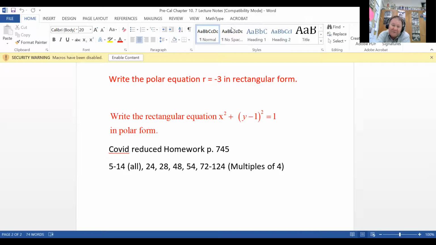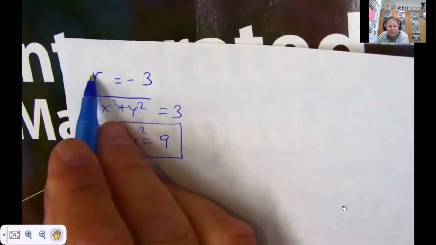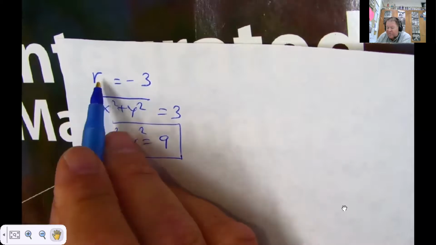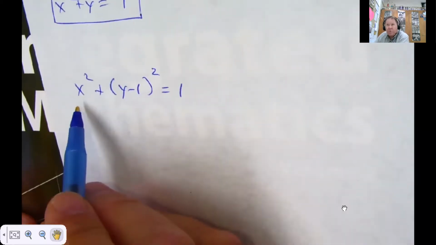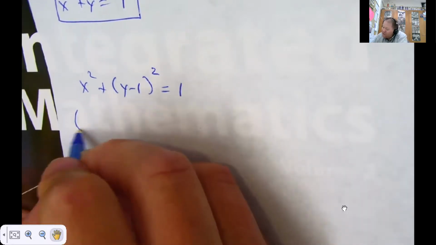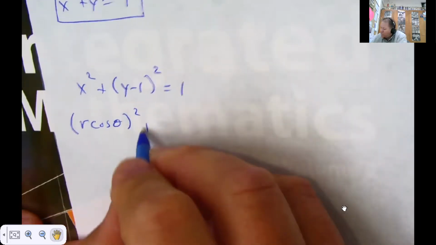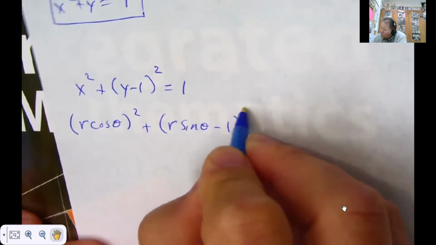I did it again. Crazy. All right, here we go. So I'm going to substitute in, just like I did here. I substituted for r the square root of x squared plus y squared. That's what r equals. If it was theta, I want to substitute in what theta is. And this time I'm going to substitute in the polar world what x is, and what y is. So this would be r cosine of theta squared plus r sine theta minus 1 squared equals 1.